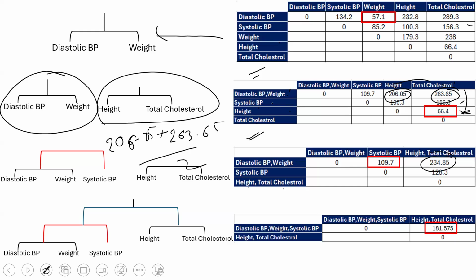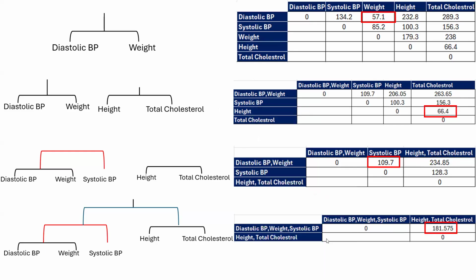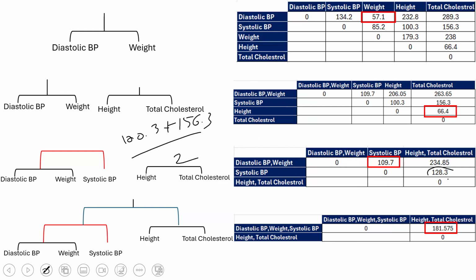And systolic BP to height and total cholesterol: systolic BP to height is 100.3 and systolic BP to total cholesterol is 156.5. So that comes down to just calculating the average of those two values, right? The average of 100.3 plus 156.3 divided by 2. So that gives you this particular value.